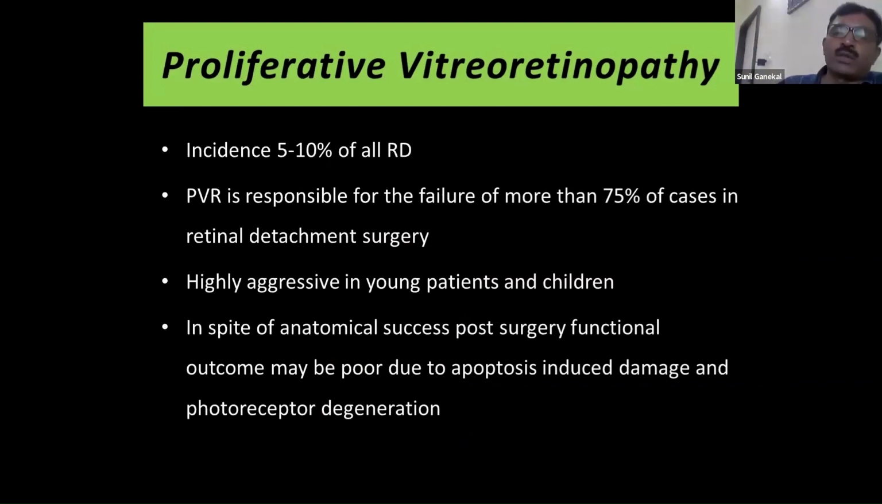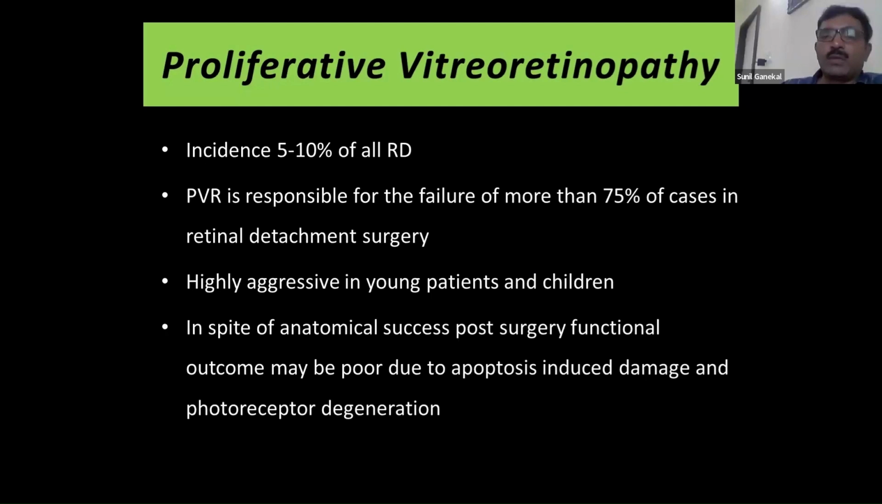So what is the incidence of this proliferative vitreoretinopathy? Typically, as the literature says, you tend to see this in 5 to 10% of all rhegmatogenous retinal detachments. And invariably, this is one of the commonest causes for the failure of retinal detachment surgery, seen in as high as 75% of the cases post-surgery. PVR tends to be highly aggressive in the pediatric age group as well as in young patients.